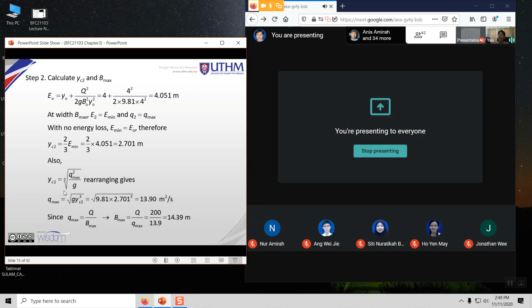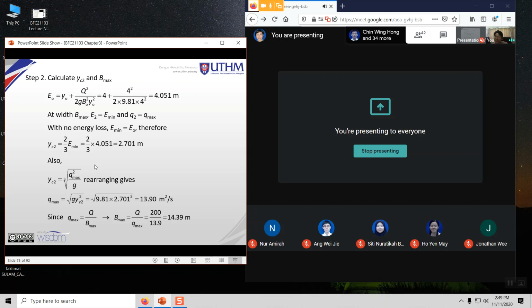Okay, now we know that YC is the cubic root of Q squared over g. So we rearrange this formula. We wanted to get our Q. Since, if you look at the last line, small q is equal to Q over B, then we rearrange this equation, we can get our B max already.